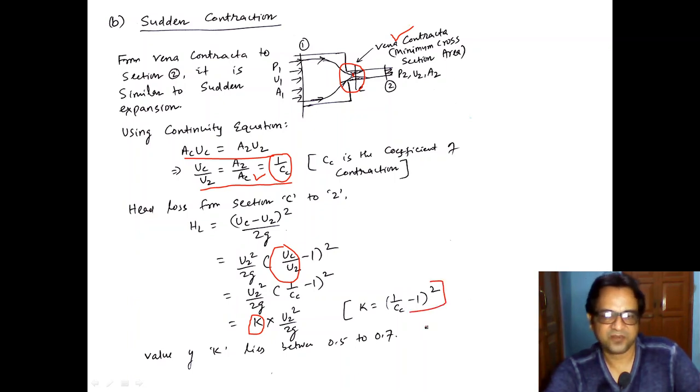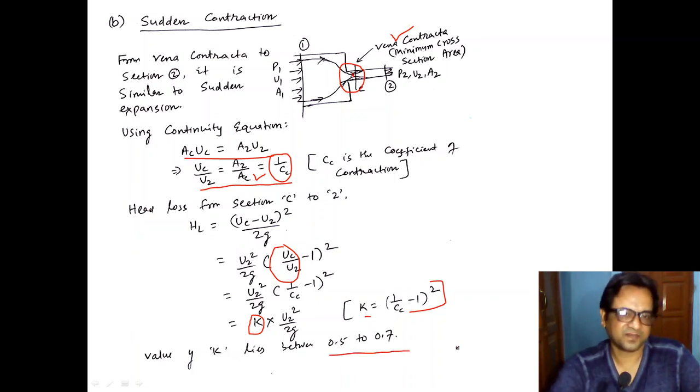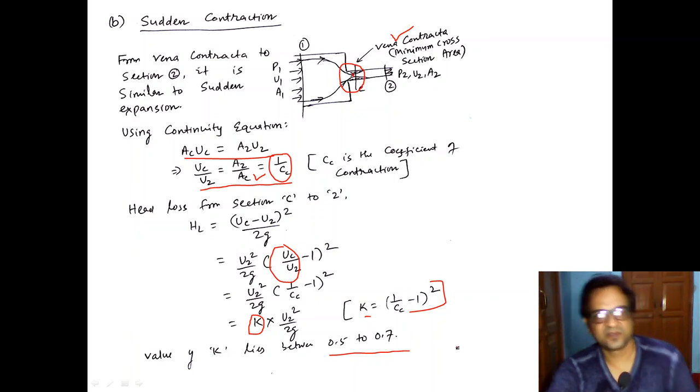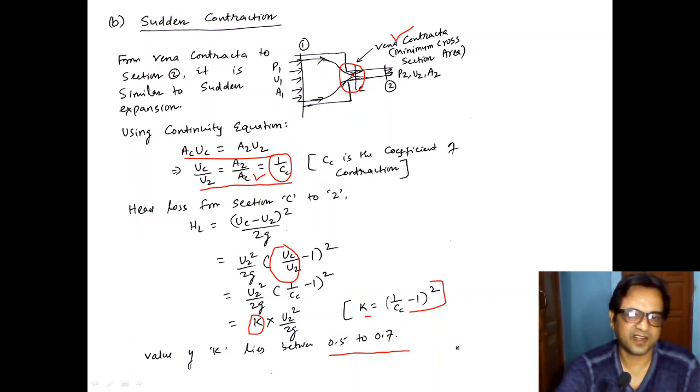We can get it if we know the value of the coefficient of contraction, which will be given in the problem. From here you can find K. The K value generally lies between 0.5 and 0.7. If you know the K value, you can find the head loss due to sudden contraction, which is K times U2 square by 2G.